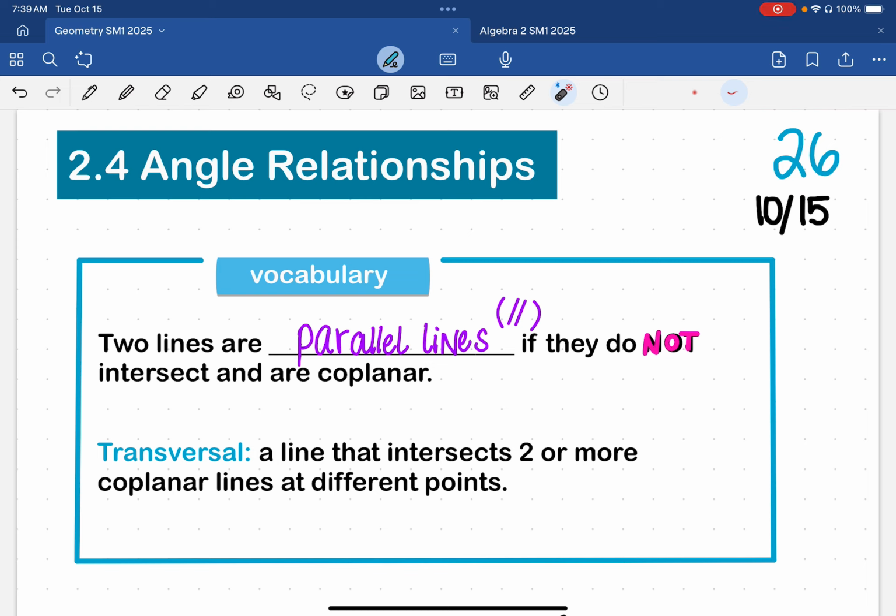We're going to start off with some vocabulary. Please go ahead and copy this down in your notes. Two lines are parallel lines if they do not intersect and are coplanar. Remember, this is the symbol for parallel lines. Our new word today is transversal. A transversal is a line that intersects two or more coplanar lines at different points. Go ahead and pause the video to make sure that you have these two vocabulary words copied down in your notes.